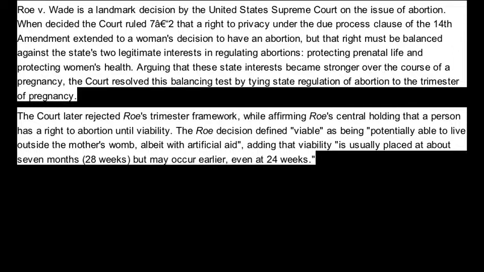Arguing that these state interests became stronger over the course of a pregnancy, the court resolved this balance test by tying state regulation of abortion to the trimester of pregnancy. The court later rejected Roe's trimester framework while affirming Roe's central holding that a person has a right to abortion until viability. The Roe decision defined viable as being potentially able to live outside the mother's womb, albeit with artificial aid, adding that viability is usually placed at about 7 months or 28 weeks, but may occur earlier, even at 24 weeks.